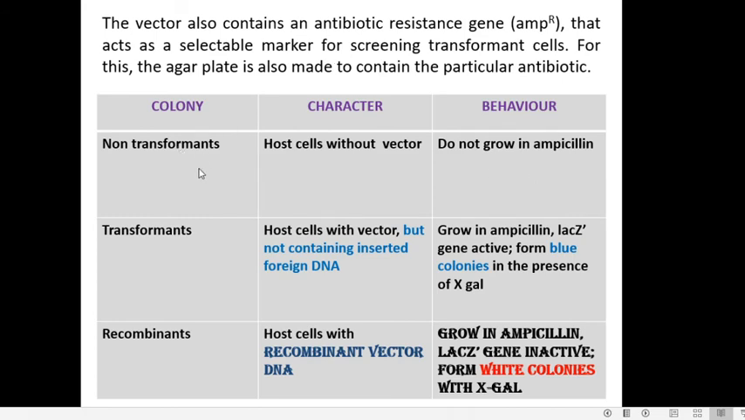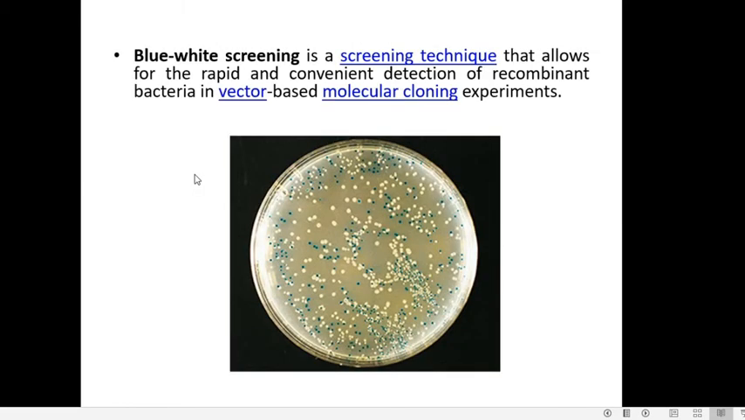That means what we want finally, or we have to pick up the white colonies from this agar plate, because they are the recombinant colonies. We don't want the blue ones to proceed with our experiment. We want the recombinant colonies which are white. They have become white because of insertional inactivation.